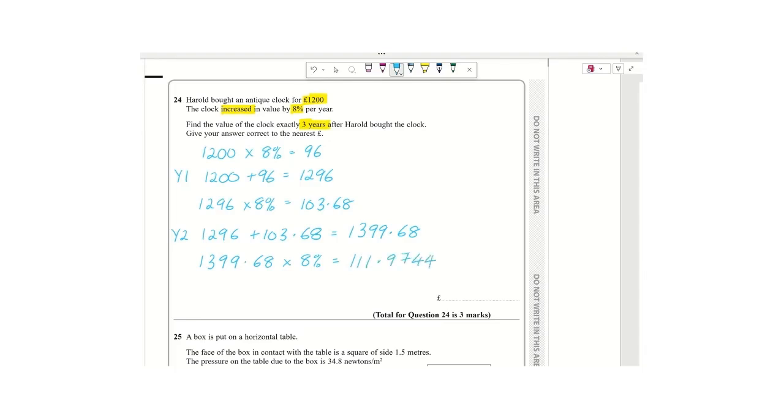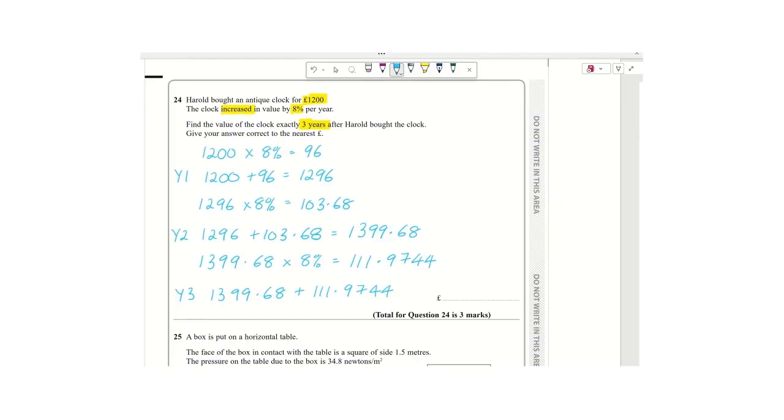Now I'm going to keep those decimals at the moment, even though they don't make sense in terms of money, until we get right to the end of our answer. So at the end of year 3, we have the amount of money it was at the start, worth at the start of the year, plus the amount it's gone up by. And if you add that into your calculator, make sure I put the right numbers in.